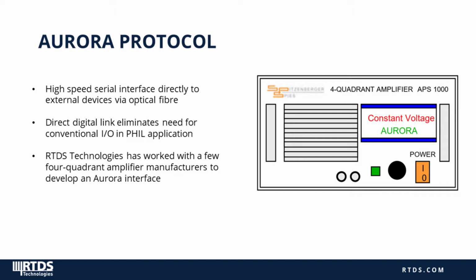We also have the capability to interface to external equipment via the Aurora Protocol. So this is a high-speed serial protocol developed by Xilinx, and it allows for the interfacing with external devices via optical fiber. So it basically eliminates the need for conventional I/O in both the PHIL application and in other applications as well. And RTDS has worked with a few different four-quadrant amplifier manufacturers to develop an Aurora interface. So the amplifier can be connected to the RTDS simulator with a fiber cable. And Christian will be demonstrating that today and talking a little bit more about it.